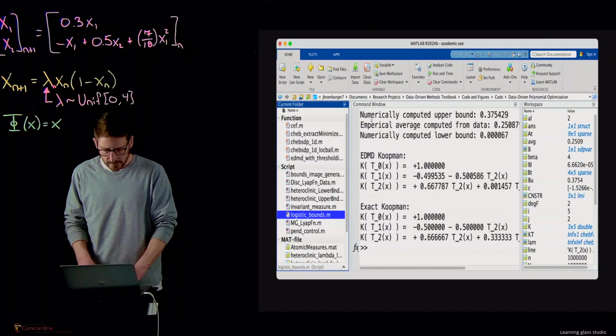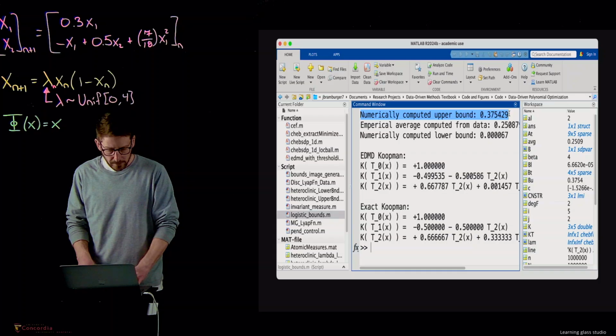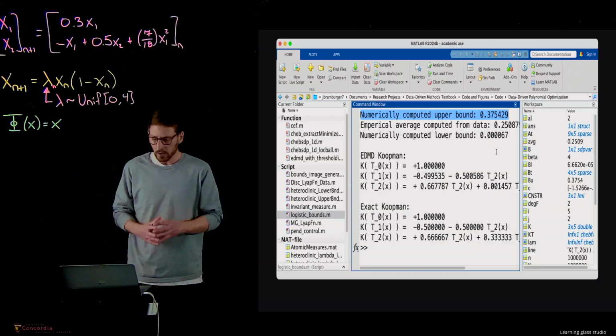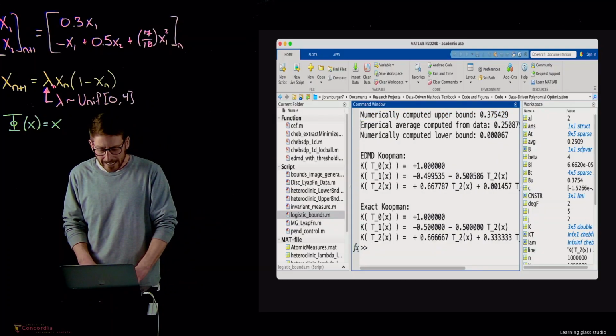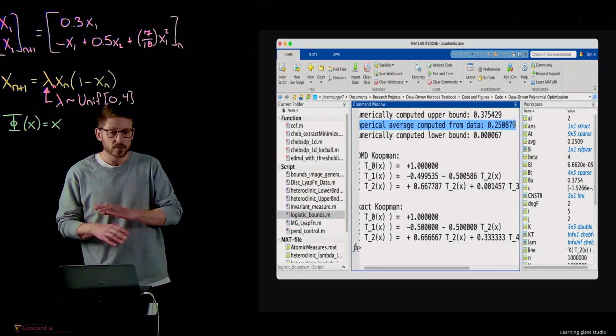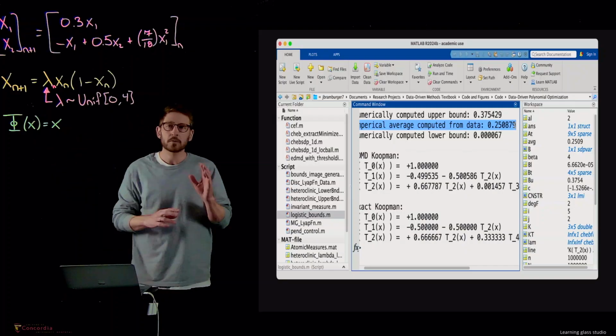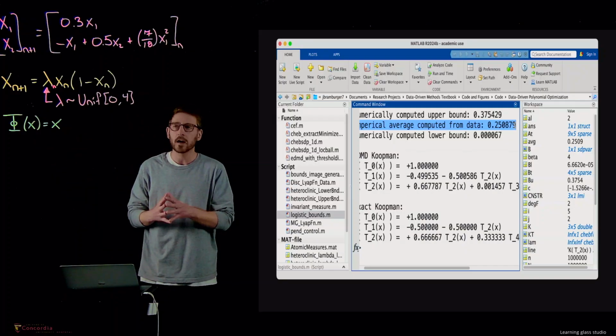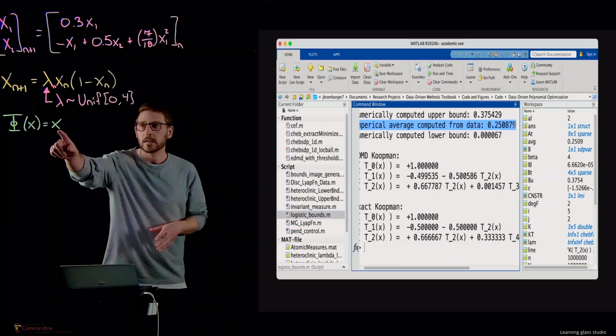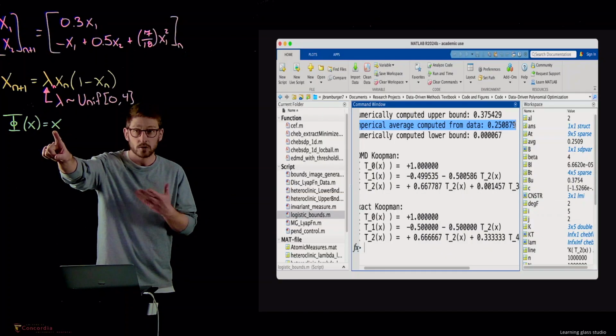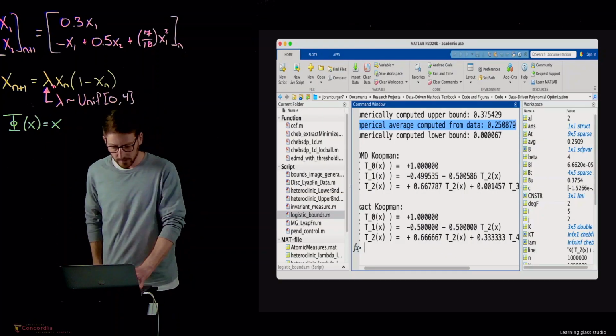So here is our numerically computed upper bound, about 0.375. Remember, that's with degree 2 polynomials. If you take that million data points and you just average this thing, you get about a quarter. Actually, Giovanni and I formulated a conjecture that the exact time average of this thing should be about a quarter, and that's what you're seeing highlighted here.